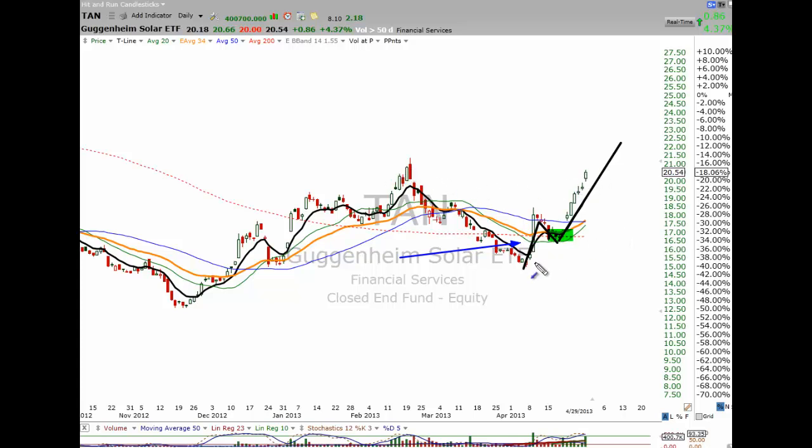And what are the probabilities? The higher it moves up, the stronger the probabilities of a pullback. This is what we don't want to be doing, is buying in this area. What we do want to be doing is start looking for a pullback. Now, that doesn't mean it's going to pull back. Not at all. This thing could continue to move up.